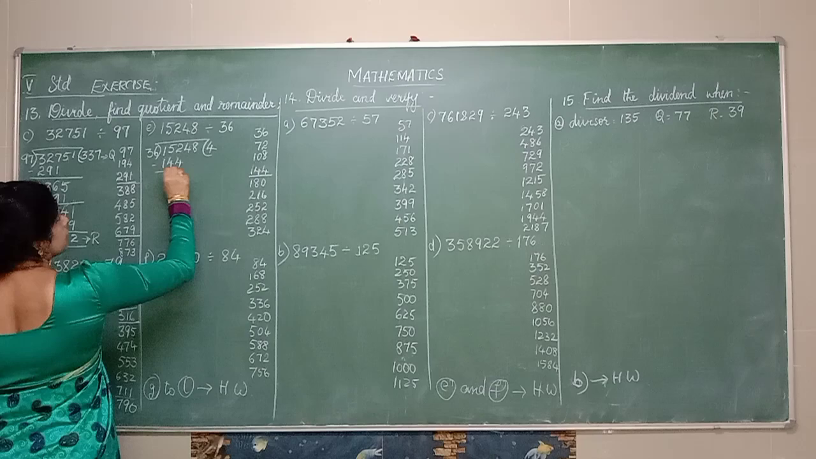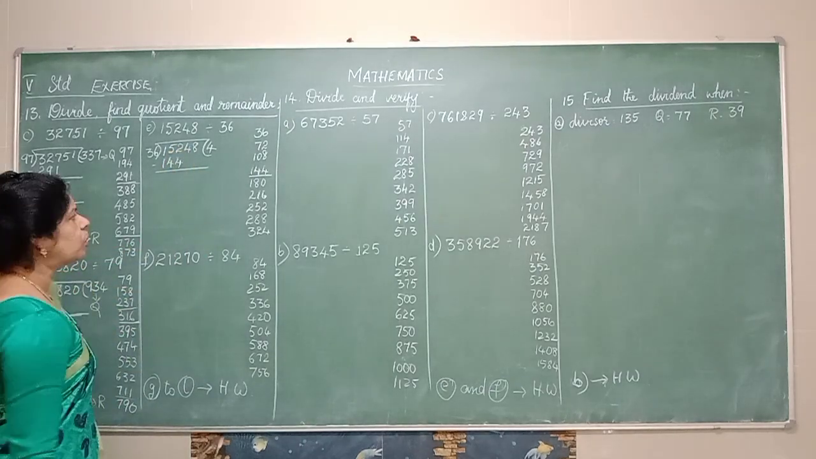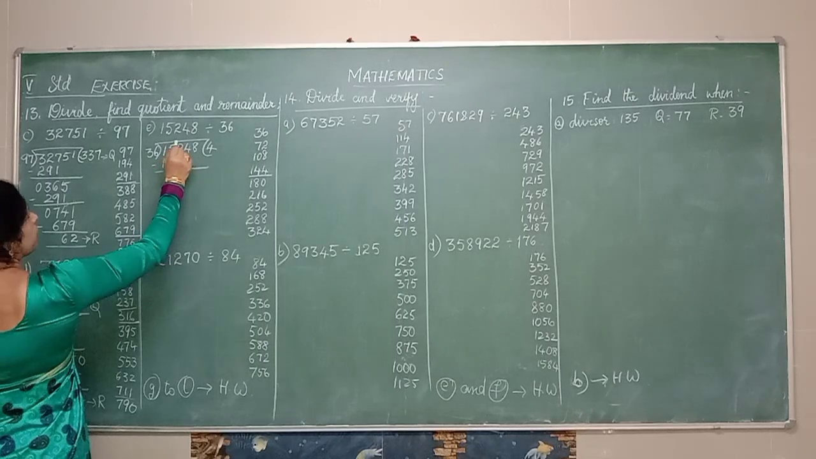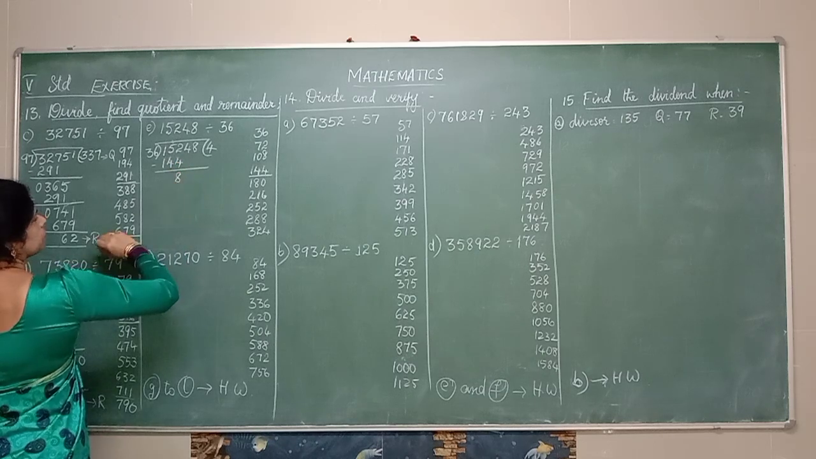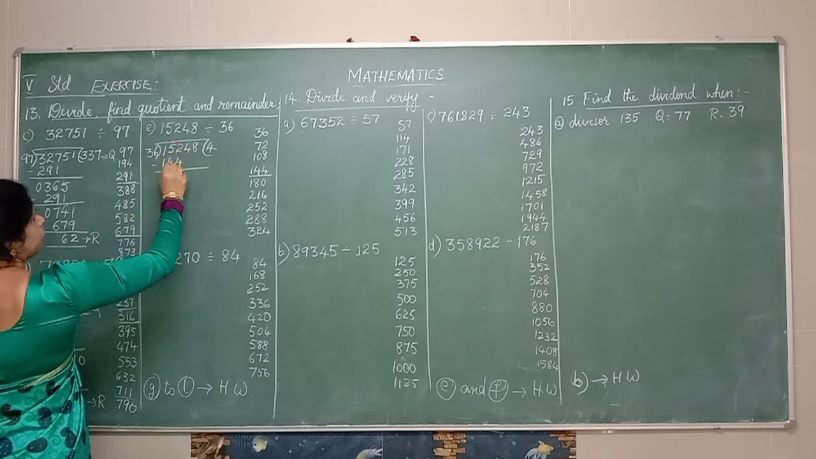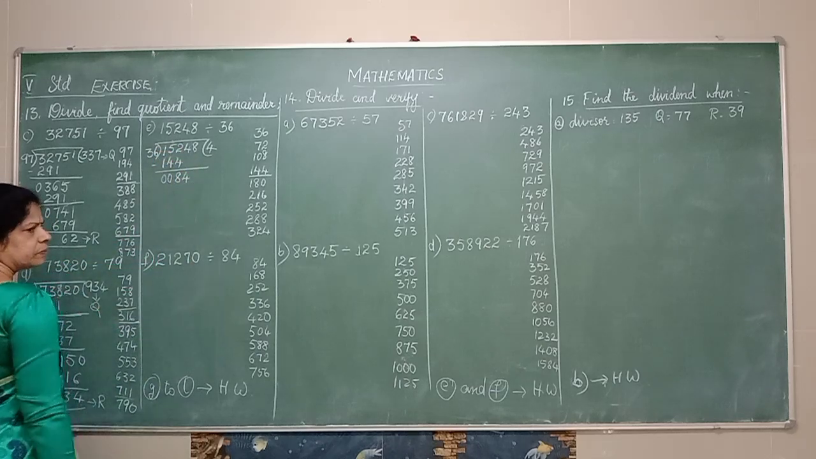144 minus. From 2 you cannot minus 4, so you have to borrow. When you borrow from here it becomes 12. Here it will be 4. Isn't it? So 12 minus 4 is 8. Now here 4 is remaining. 4 minus 4 is 0. 1 minus 1 is 0. Now bring this 4 down.